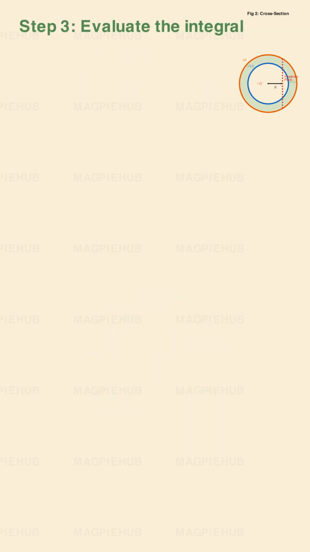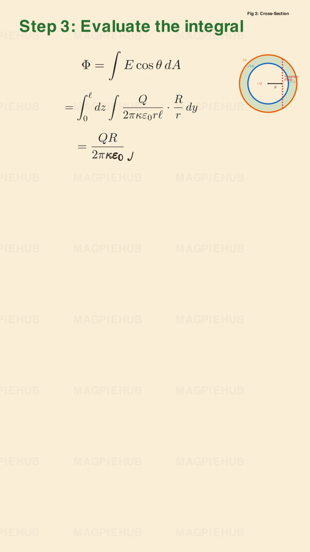Step 3. Evaluate the integral. The flux equals the integral of E cosine theta dA, substituting E equals q over 2 pi kappa epsilon naught RL, and cosine theta equals r over R, and integrating over the length L along z, the L cancels. We get qr over 2 pi kappa epsilon naught times the integral of dy over r squared plus y squared. This integral gives 1 over r times tan inverse of y over r, so the r also cancels. We get q over 2 pi kappa epsilon naught times the tan inverse evaluated at the boundary limits.